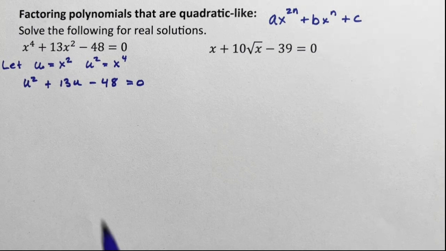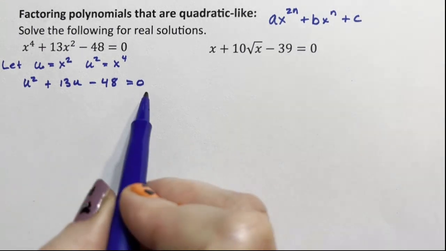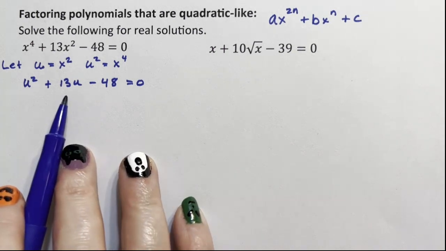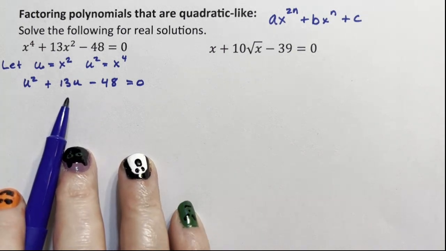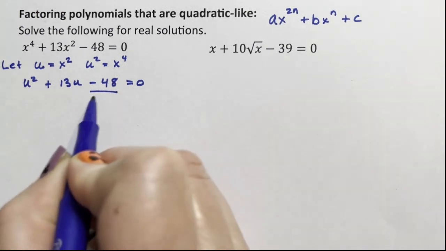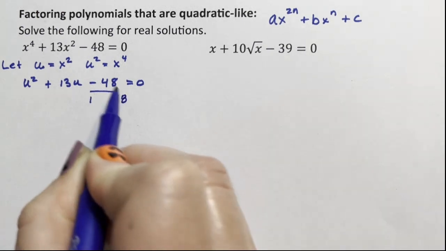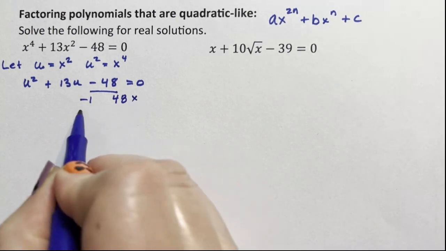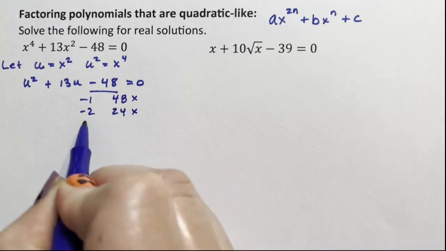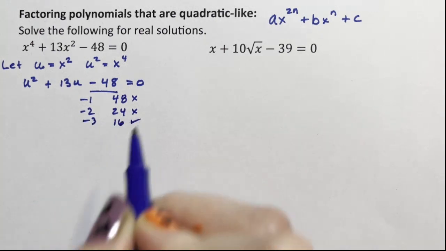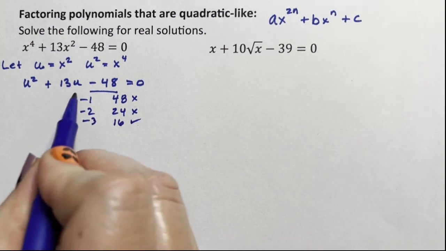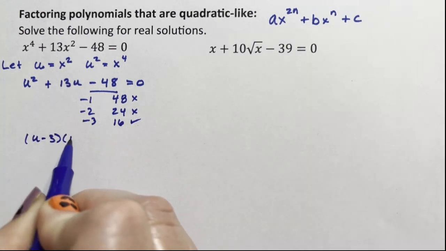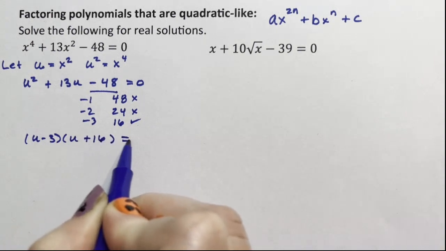Okay, so then what I'm going to do, now that I have this with a equals 1, I need two numbers that multiply to negative 48 and add up to 13. Very similar to what we're used to doing. 48 is negative, which means one of my factors has to be negative, and because 13 is positive, it's going to be the larger factor that is positive. Negative 2 and 24 is not 13. Negative 3 and 16 is. So I'm going to have, we always use our middle one, u minus 3, u plus 16 equals 0.